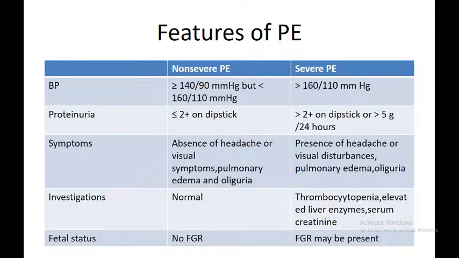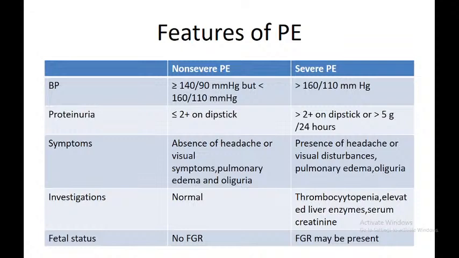And usually the proteinuria tends to be less than 2 plus, and if it is more than that, or if it is more than 5 grams in 24 hours, it is severe preeclampsia. And usually we don't see any imminent signs and symptoms in cases of non-severe preeclampsia, whereas in a woman with severe preeclampsia, all those imminent signs and symptoms will usually be seen.